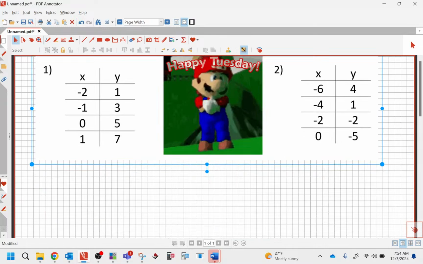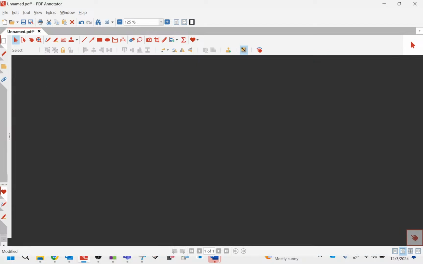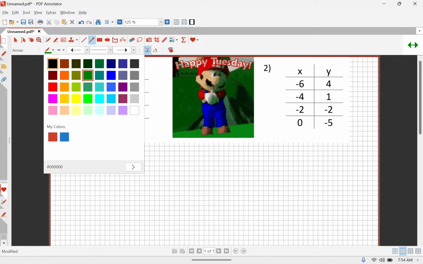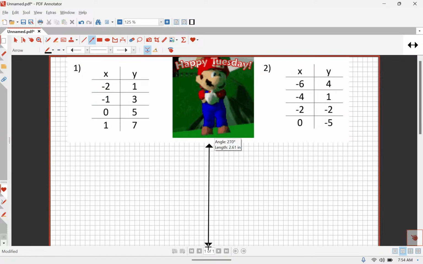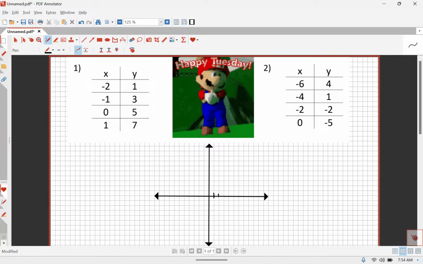There we go. I'm going to zoom that out just a little bit. Okay. Make that go 7 in each direction. 1, 2, 3, 4, 5, 6, 7. 1, 2, 3, 4, 5, 6, 7. 1, 2, 3, 4, 5, 6, 7. 1, 2, 3, 4, 5, 6, 7.